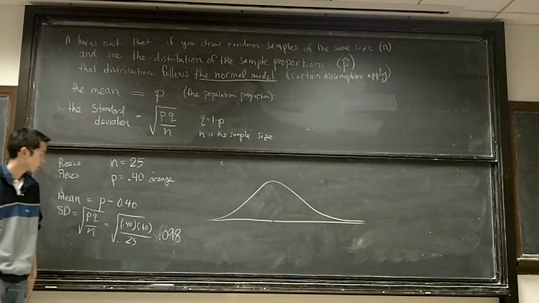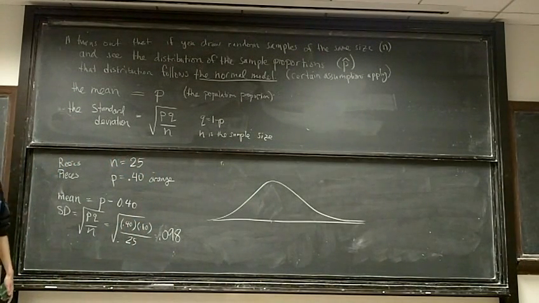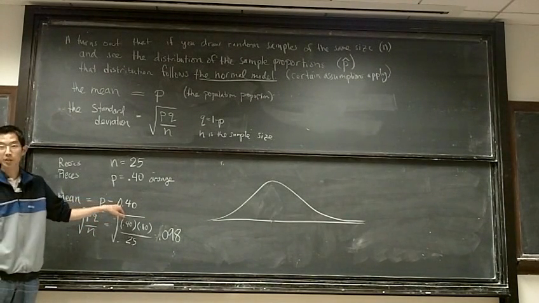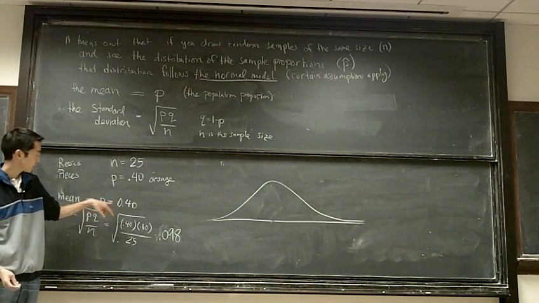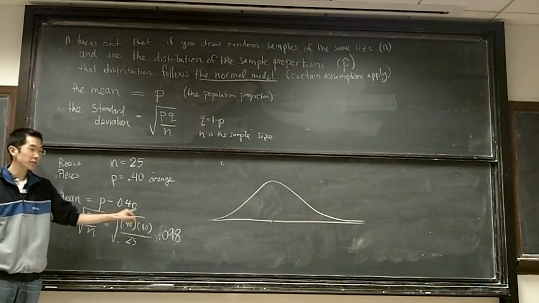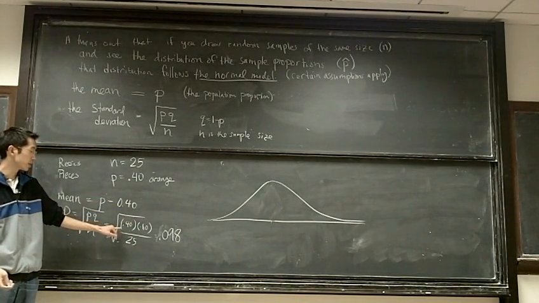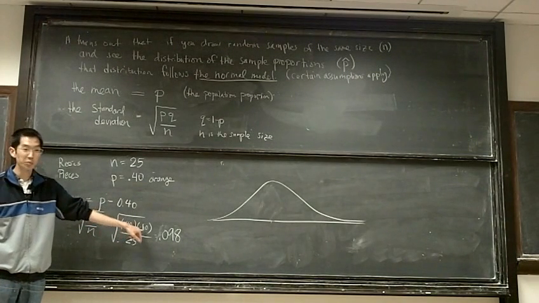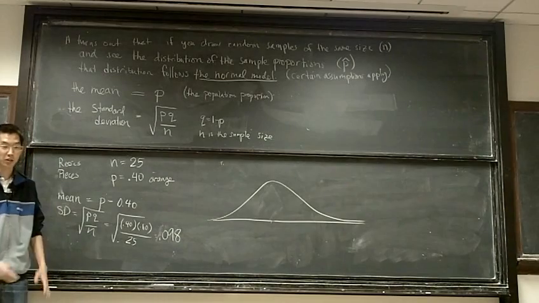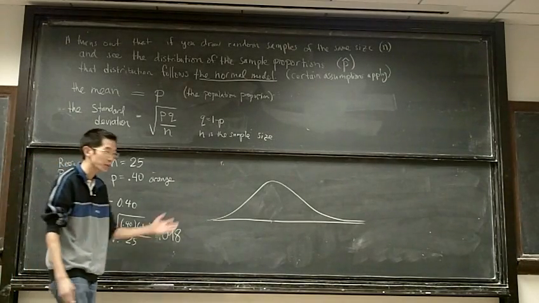If the mean were 0.6, it would have the same standard deviation? Yes. That's a good observation. If the mean, or p, was 0.6, the mean would be different, but the standard deviation would be the same. We would have 0.6 here and 0.4 here divided by 25. It would have the same standard deviation. So that's an interesting thing about these things.